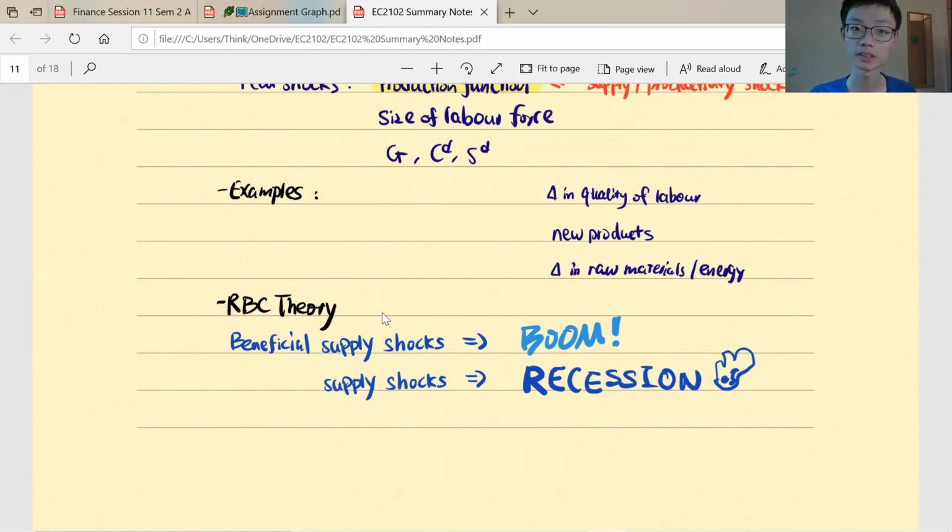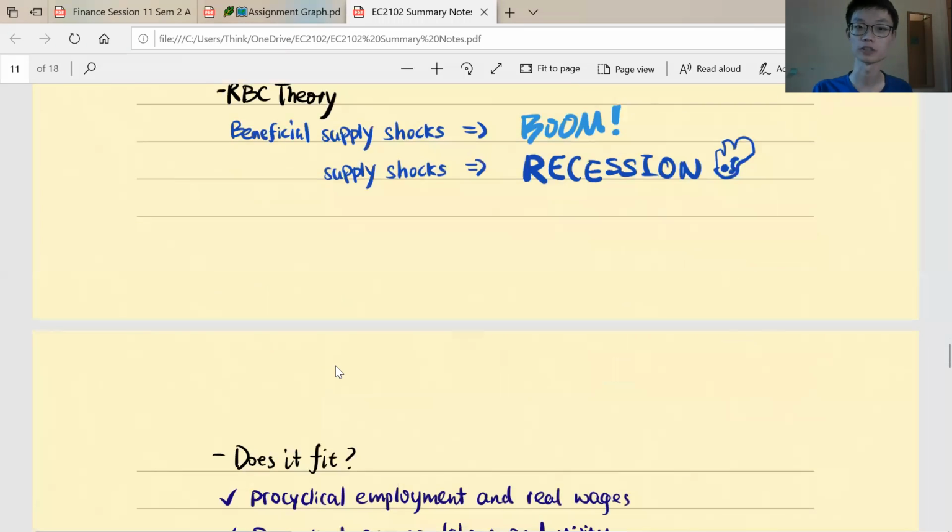And the RBC economists, the real business cycle economists, believe that these productivity shocks are the most important real shocks that affect the economy. So they say any economic boom is due to a beneficial supply shock. Any recession is due to adverse supply shocks. So we use beneficial to contrast with adverse.